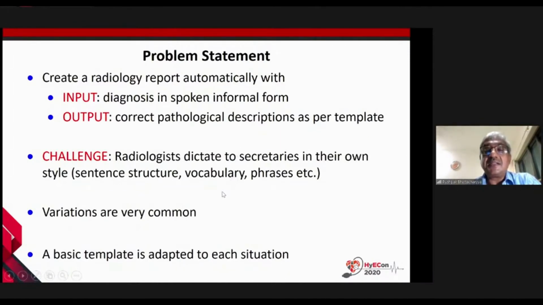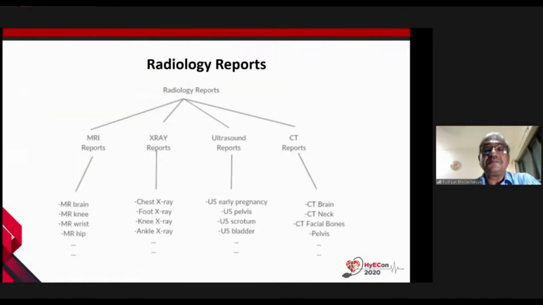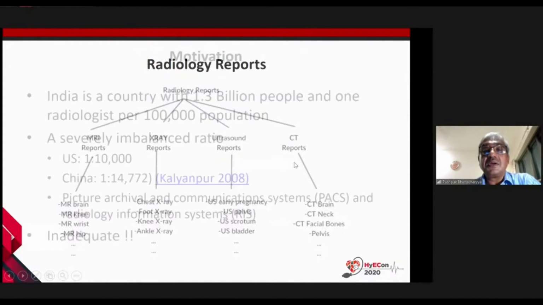And the challenge here is that the radiologists dictate to secretaries in their own style. There is variation of sentence, vocabulary, phrase, and so on. And a basic template is adapted to each situation. So radiology reports are of various kinds. I do not really want to preach to the choir. MRI, X-ray, ultrasound, CT for different parts of the body.